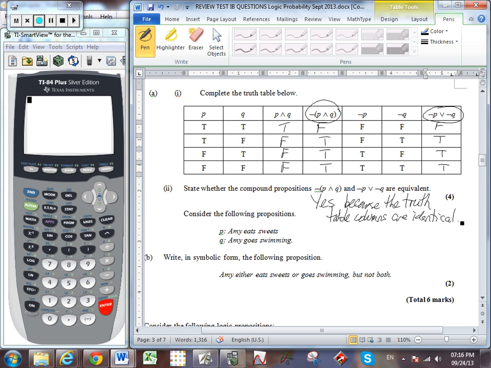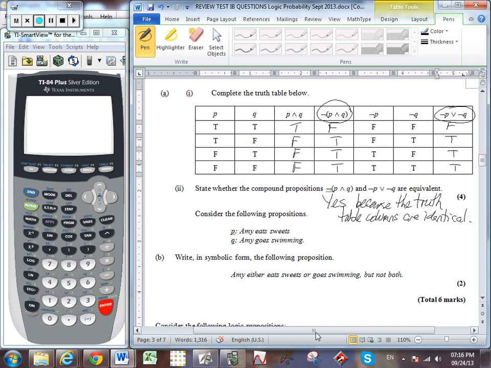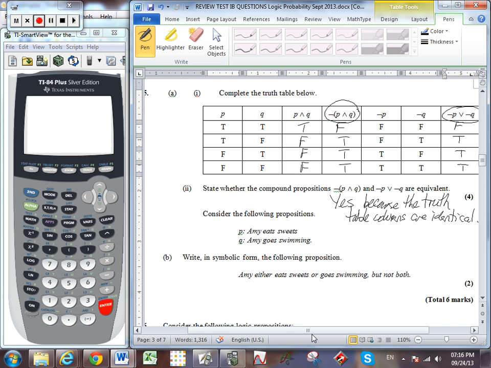Okay? Alright. Consider Amy eats sweets and Amy goes swimming. So we need to write this in symbolic form. Amy either eats sweets. Okay, remember, don't be fooled by the either. That's kind of an irrelevant word. Amy eats sweets or goes swimming. So eats sweets or goes swimming. But not both. That's the one where we stick the line on the bottom, because we had that key phrase.